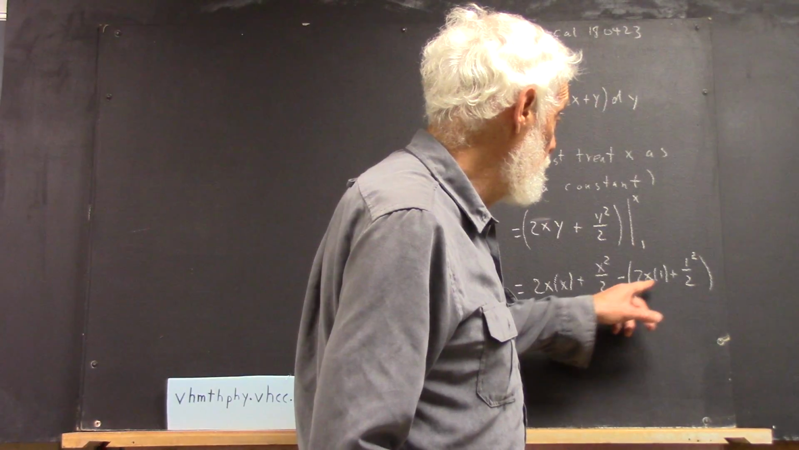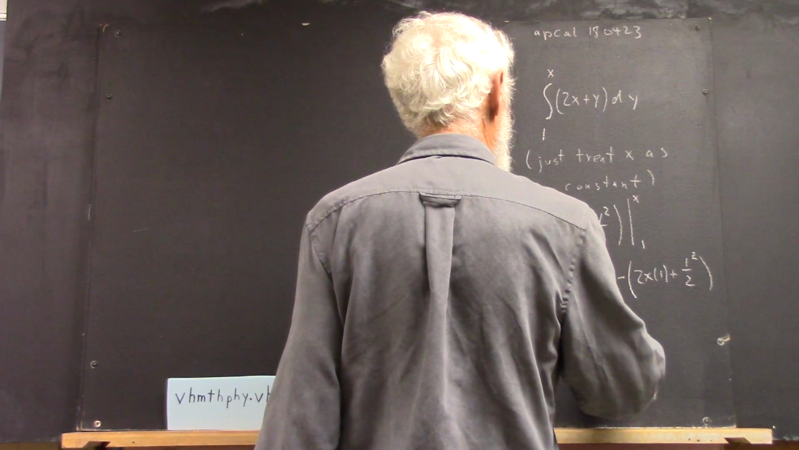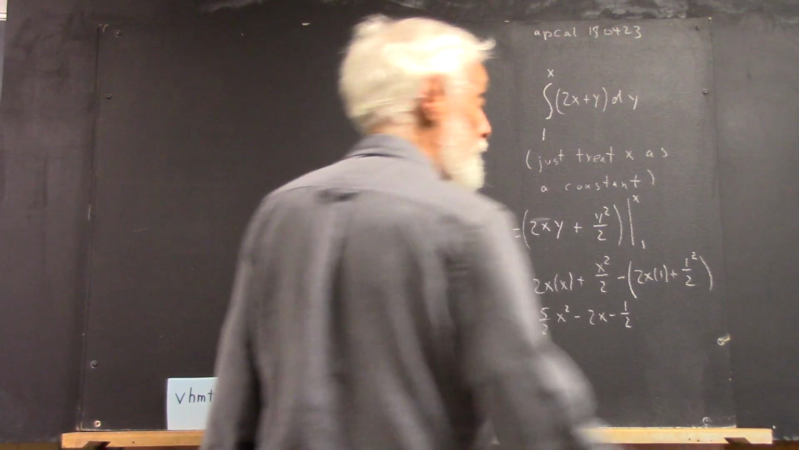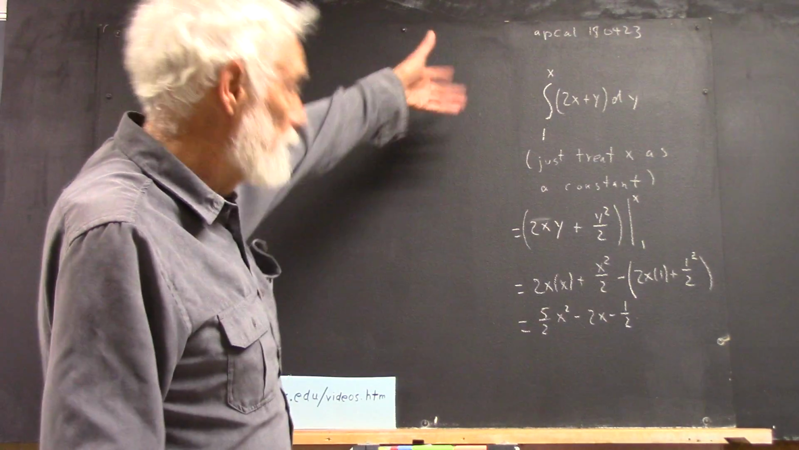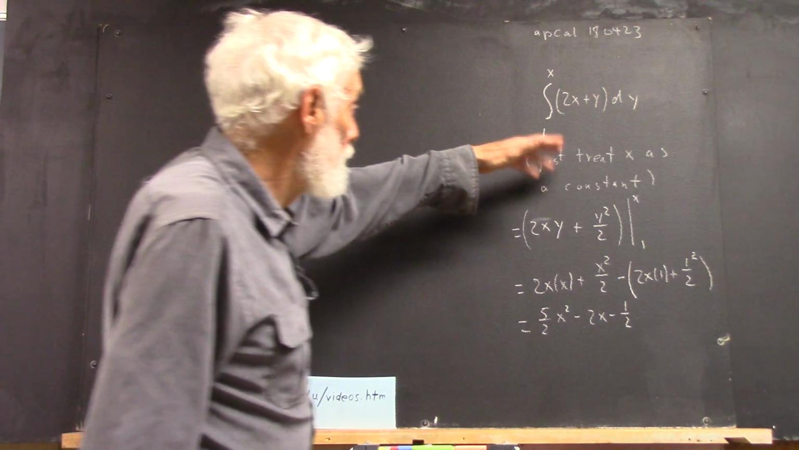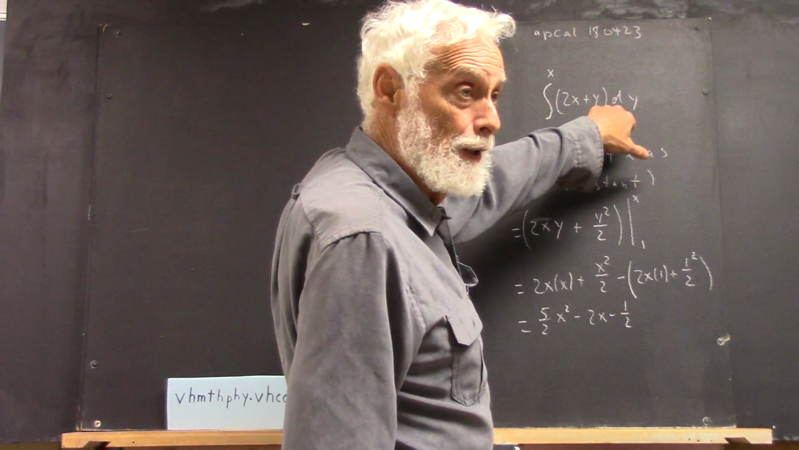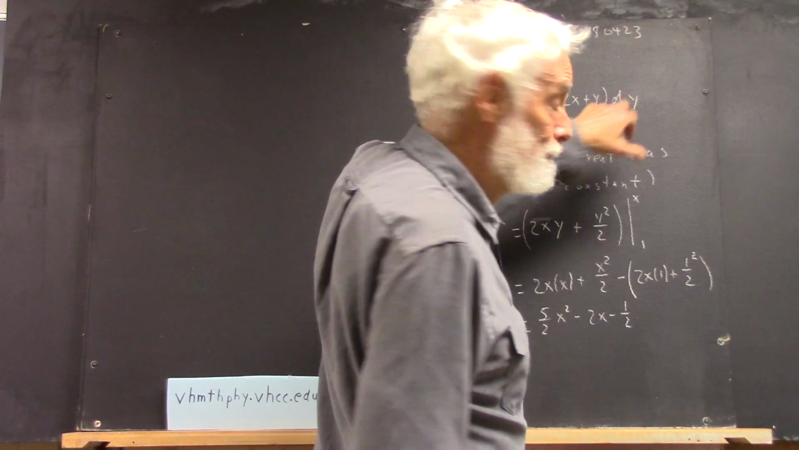Minus the quantity 2x plus 1/2, right? Which is going to be minus 2x minus 1/2. Okay? Nothing to it. Now, the integrals can get harder, but the process is clear. If you're integrating an expression with respect to y, then every symbol except y is regarded as a constant.